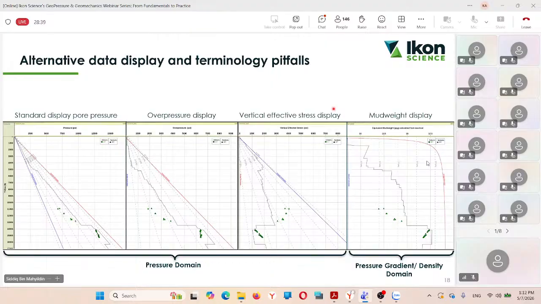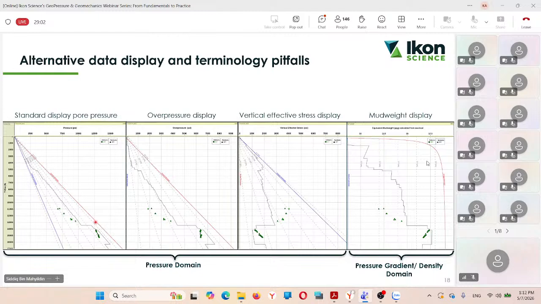This is quite important because in the coming weeks, we are going to take a look at pore pressure. You will see it in PSI. Sometimes you will see it in PPG. You will hear the term overpressure, vertical effective. So pore pressure can be visualized in many forms. This is in the pressure domain. Standard display of pore pressure is something like this.